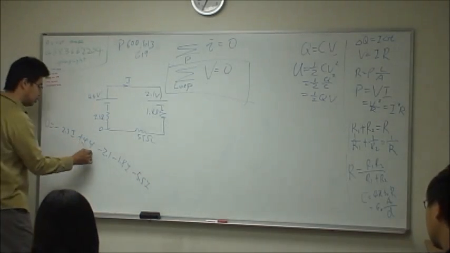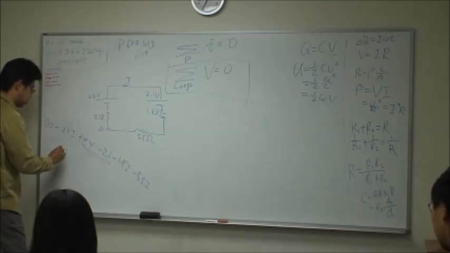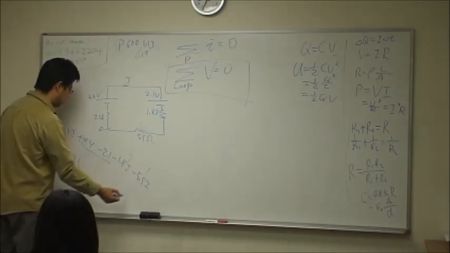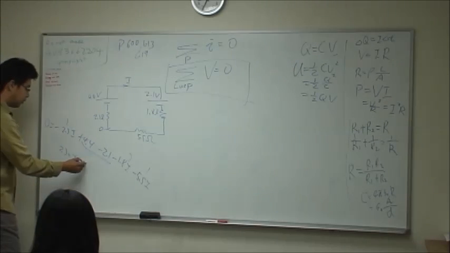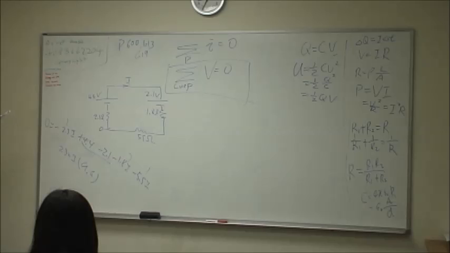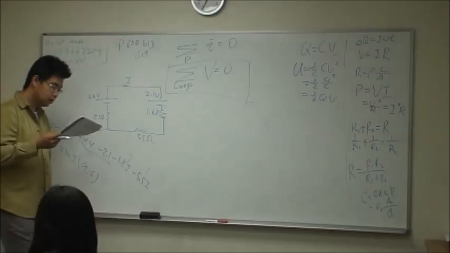It means 2.3 is equal to I times this one plus this one plus this one, 4.1, 9.6 ohm. So the current is whatever it is, 240 milliamps. Okay, that's part A. How about part B?